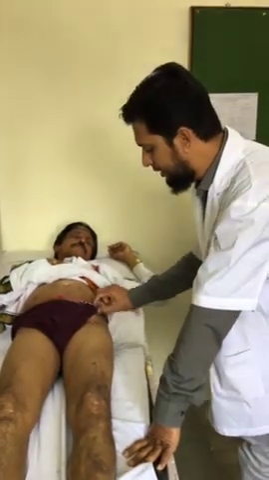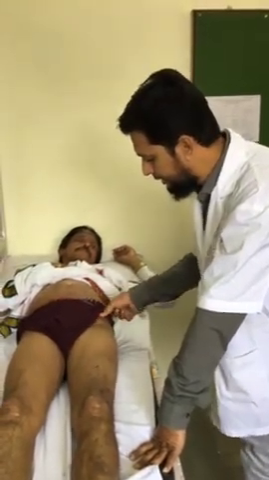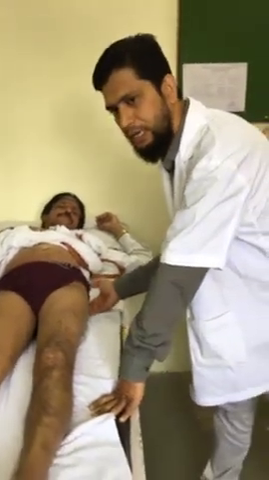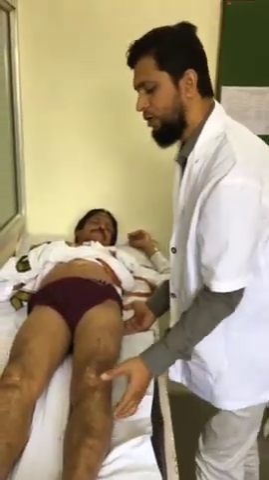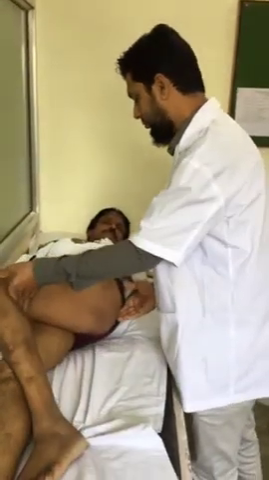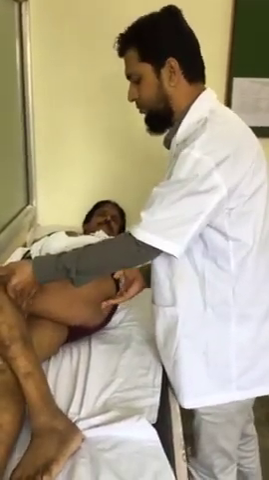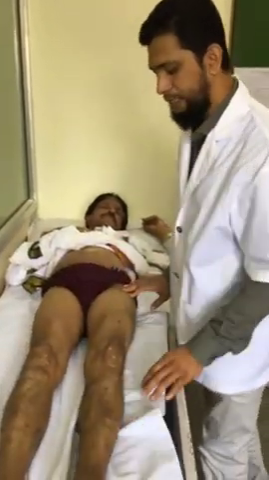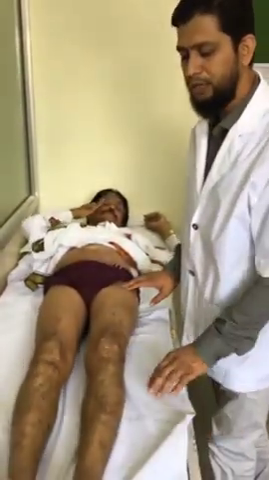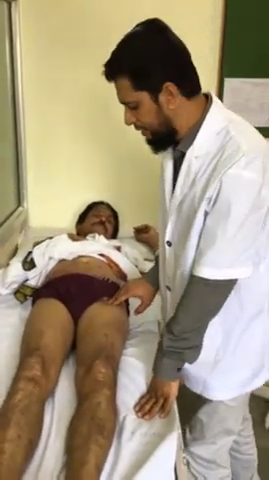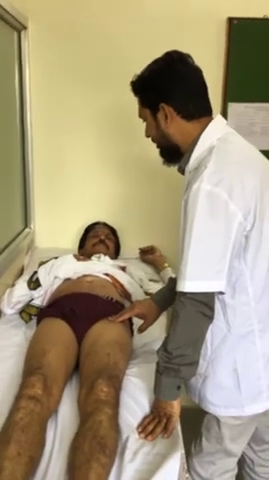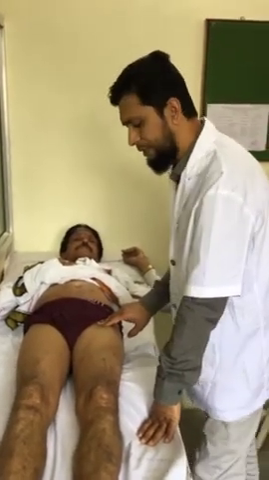Then you have to see for tenderness of other bony points, like tenderness of the anterior superior iliac spine, tenderness of the greater trochanter, tenderness if there is any in the gluteal region, like this. And you have to give adequate optimum pressure over the bone or the part to elicit the tenderness. While eliciting tenderness, you have to press on the affected part and see the reaction of the patient.